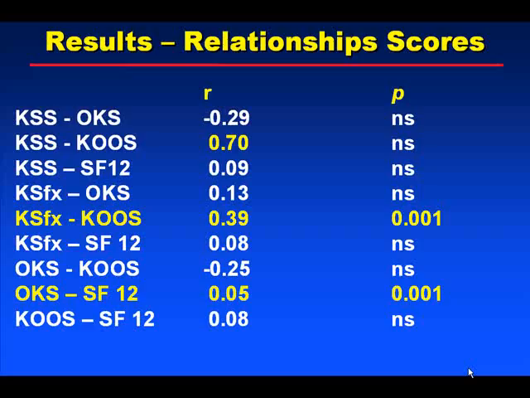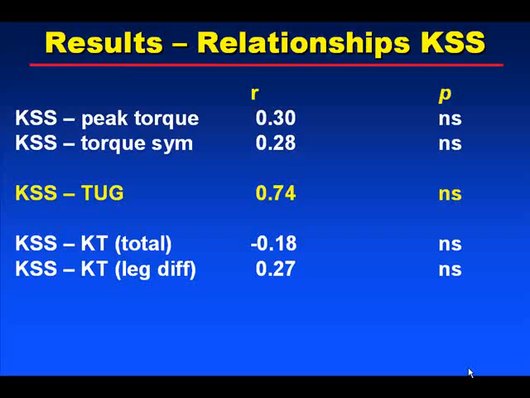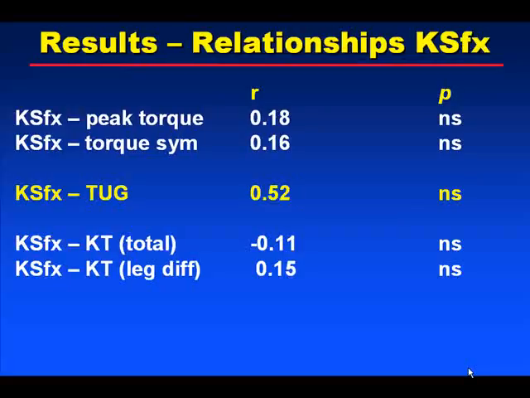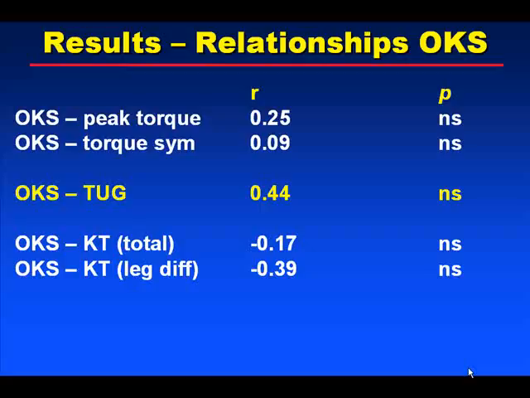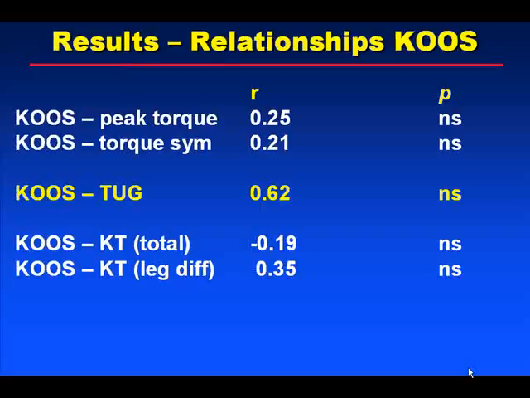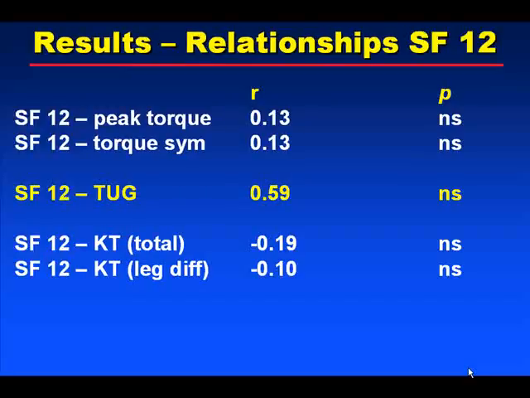Here are the relationships between the scores, and as you appreciate, there is no significant relationship between any of the scores. The Knee Society score does not have any significant relations to the other parameters. The Knee Society functional score does not have any relationships to the other parameters. The Oxford Knee score does not have any relations to the other parameters. The KOOS does not have any significant relationships to the other parameters. And finally, the SF-12 does not have any relationships to the other measured parameters.